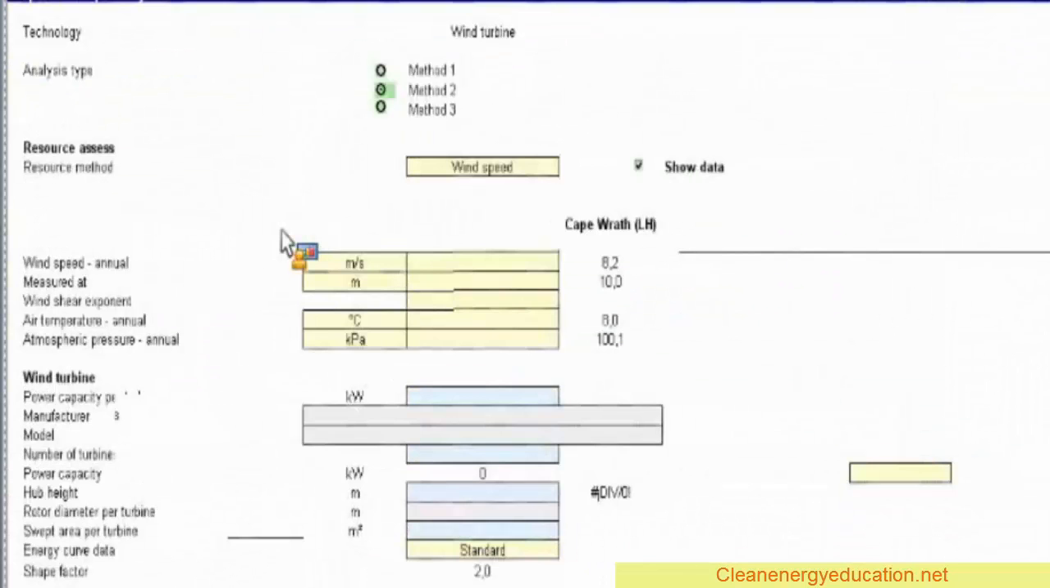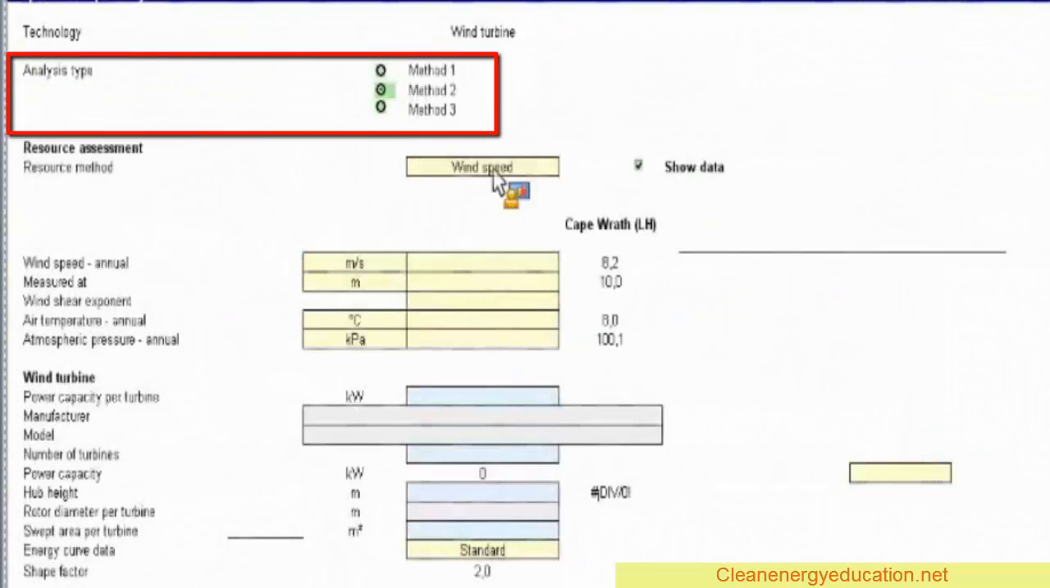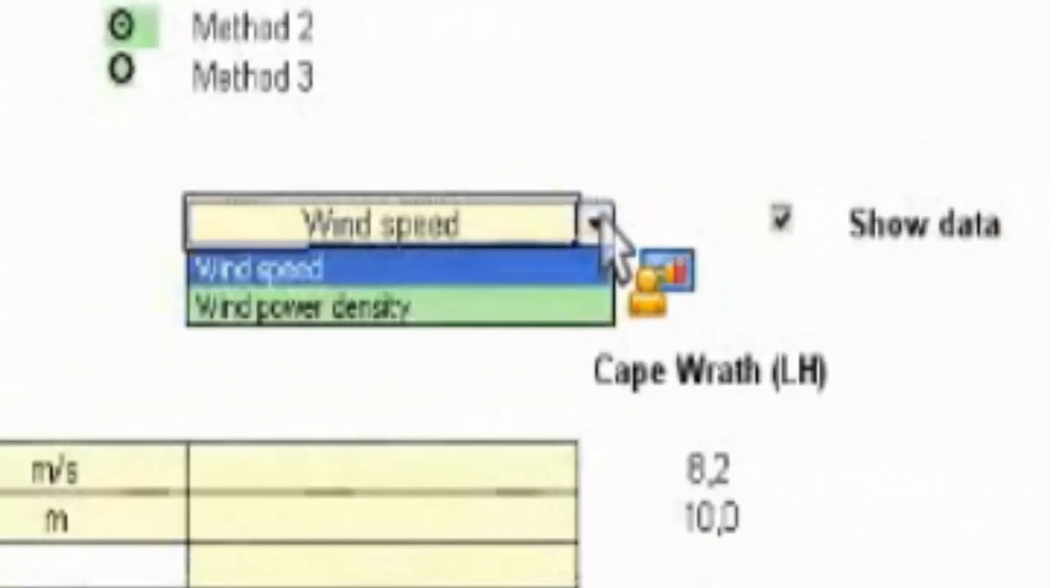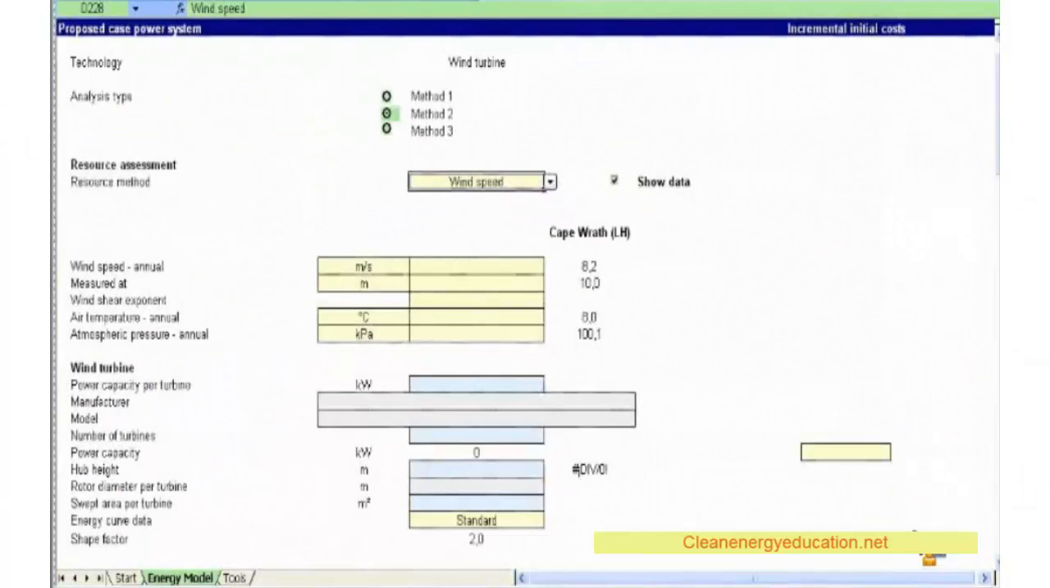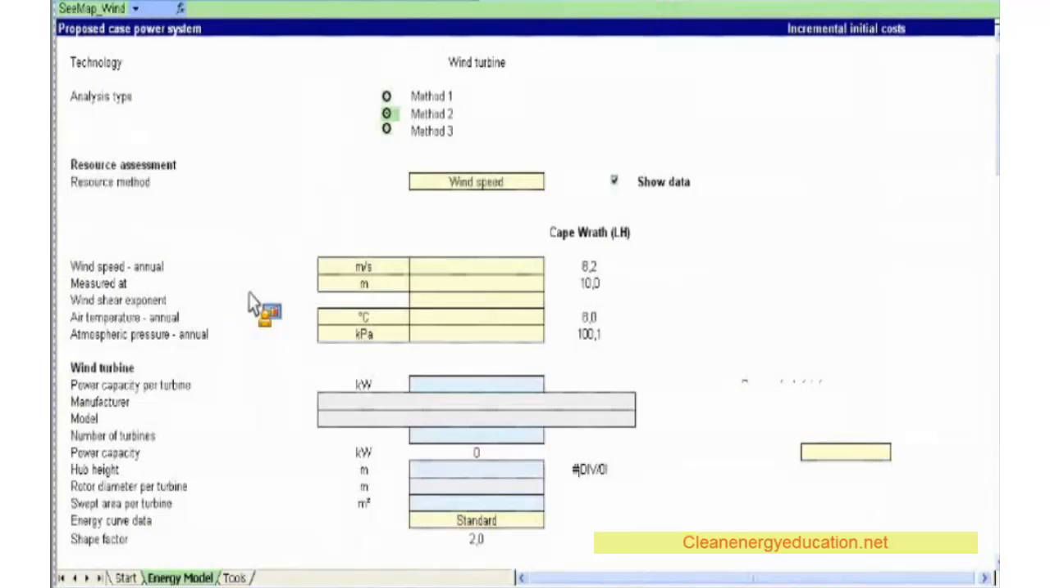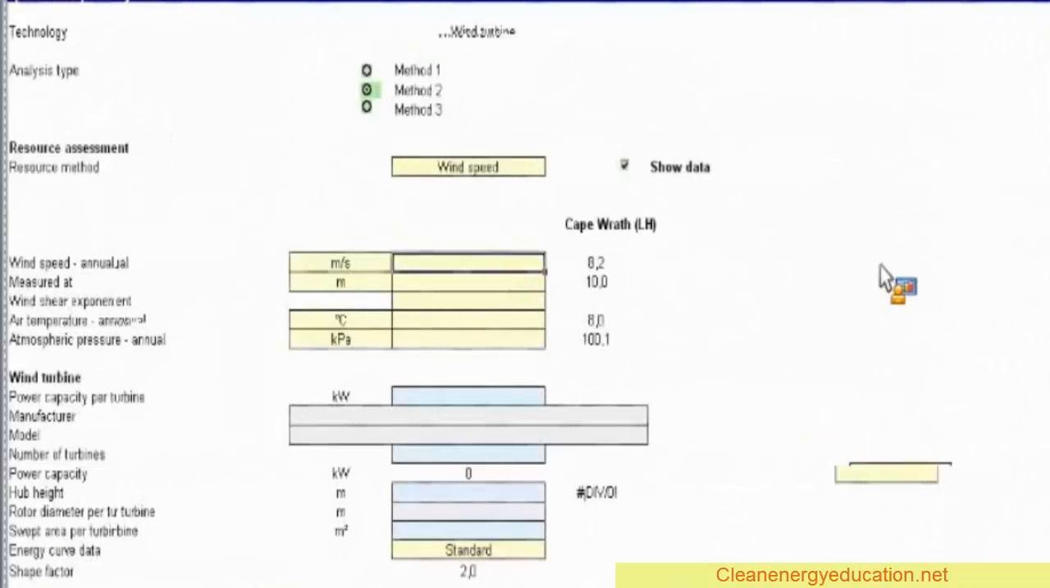If we choose method 2, then we have to choose whether we are specifying wind speed. Then in this case we have the possibility to see maps. Then the next step is wind speed, the annual value. So we have this average for this location we have previously chosen, this average wind speed on an annual basis. So you can type it manually.